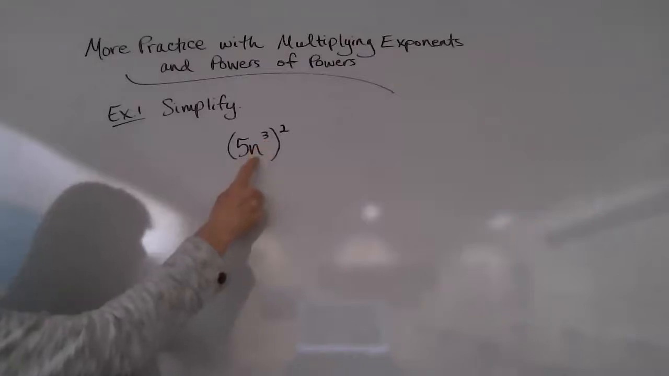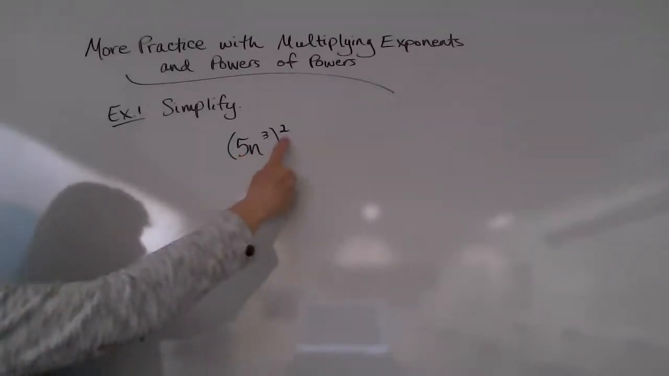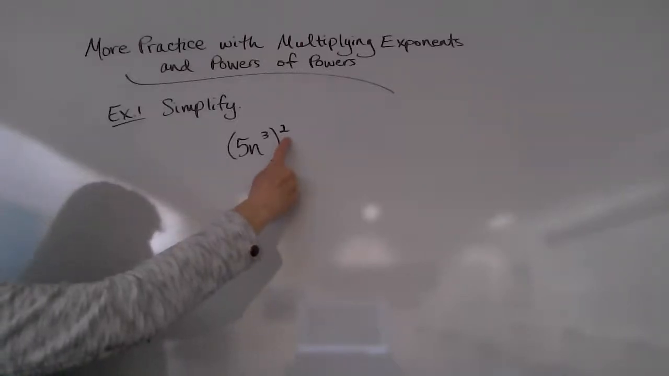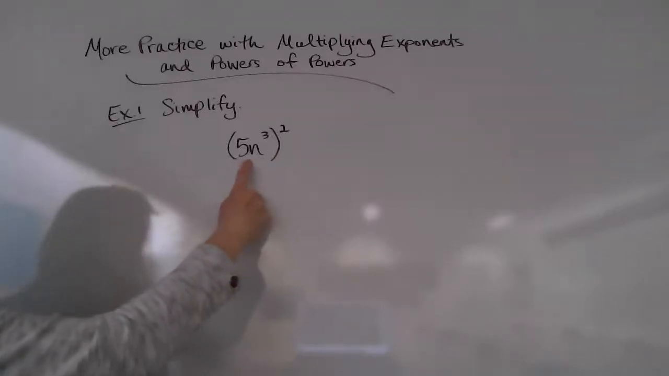So when we start simplifying, we follow the order of operations and we look inside the parentheses first. Because the power of 3 is only next to the n, there is nothing we can simplify. That 3 does not affect the 5. So now we can move on and look at this exponent that is outside the parentheses. Because this exponent, 2, is next to the parentheses, that means it affects everything inside the parentheses. It is saying we are going to have 2 of these being multiplied together.